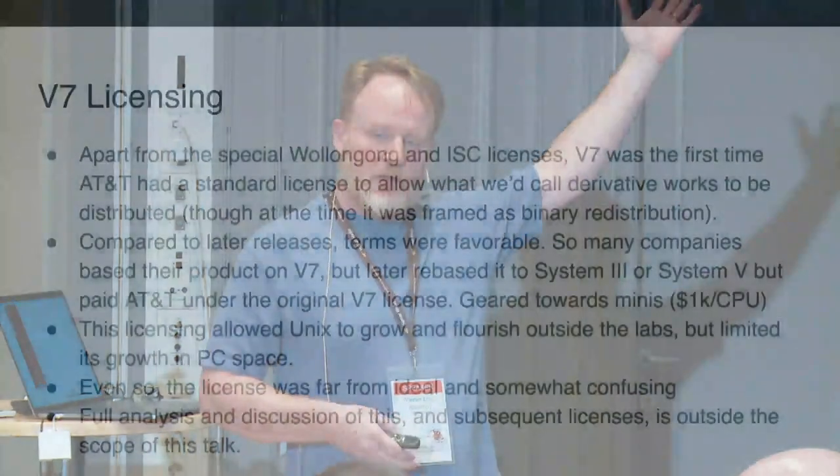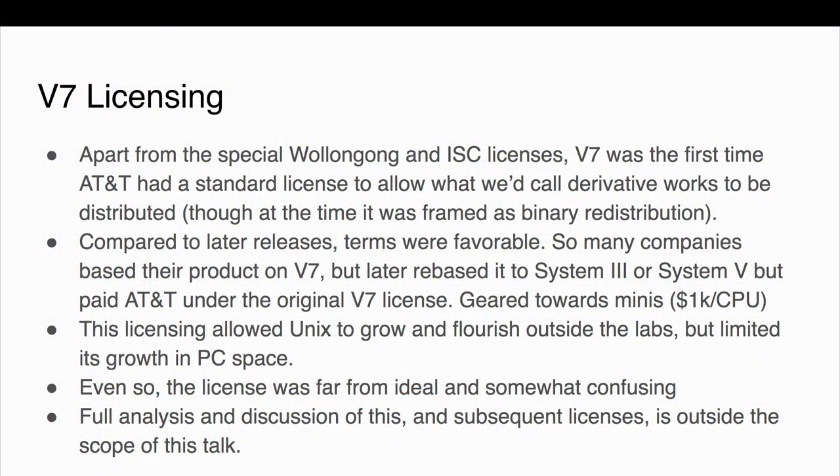So I could do an entire talk on AT&T licensing and how screwed up it was. But AT&T licensed it and let people redistribute it, finally with version 7, with a license that wasn't too terrible. It was just good enough that people started to be able to produce a number of Unix clones, a number of Unix ports. But they were geared to huge systems. They were $1,000 per CPU.